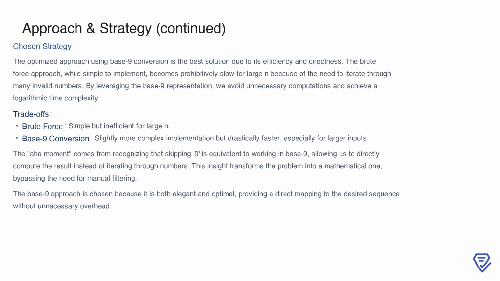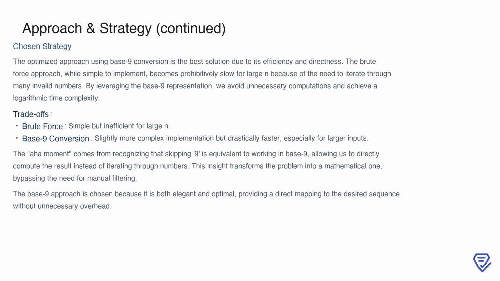The optimized approach using base 9 conversion emerges as the clear choice for solving this problem due to its efficiency and elegance. While the brute force approach is conceptually simple, it becomes increasingly impractical for large inputs since it involves iterating through and filtering out many invalid numbers. On the other hand, the base 9 strategy transforms the problem into a mathematical one, enabling us to directly compute the result without any unnecessary overhead. The trade-off here is that the base 9 method requires a slightly more complex implementation, but this is outweighed by its dramatic improvement in performance.